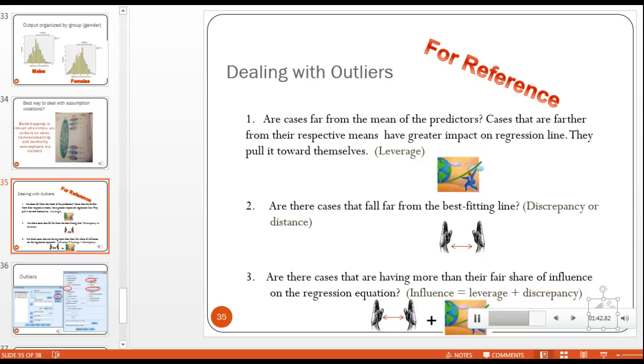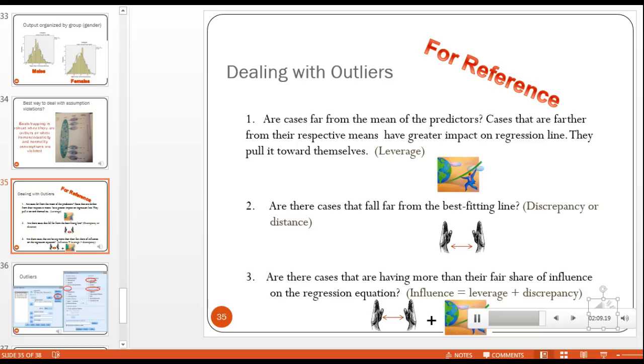So the way to think about influence is the amount that the entire regression equation or these individual beta weights would change if the case was deleted. And so there are a few indices of this. We have Cook's distance index, DFFIT, and DFBETAS, and these are just different ways that researchers have come up with to assess how much influence a particular case is having.